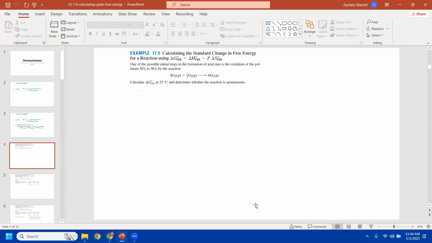One of the possible initial steps in the formation of acid rain. Anybody ever heard of acid rain? They used to talk about it a lot back in the day. Anybody ever walk in the rain and just start getting acidified and start melting as you're walking? You know, some people in this class's hair is a little different colors. They walked in some. I'm just kidding. He's not here to defend himself.